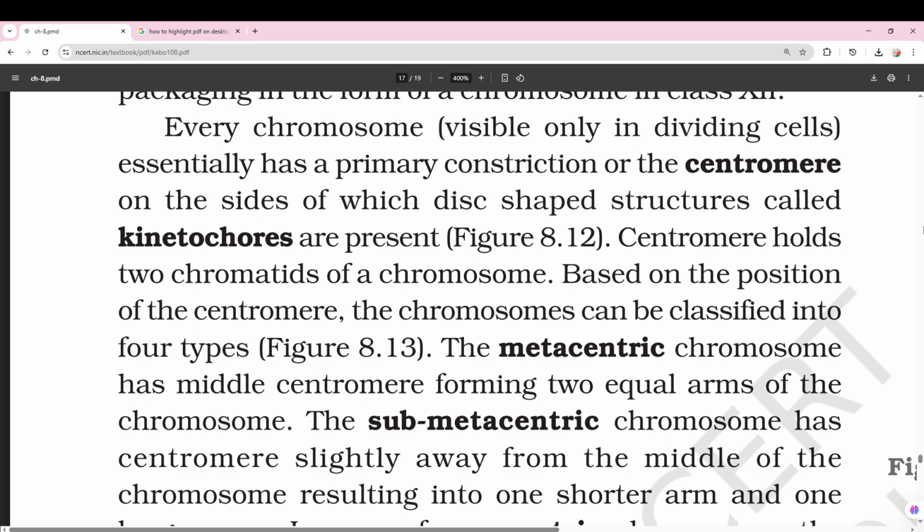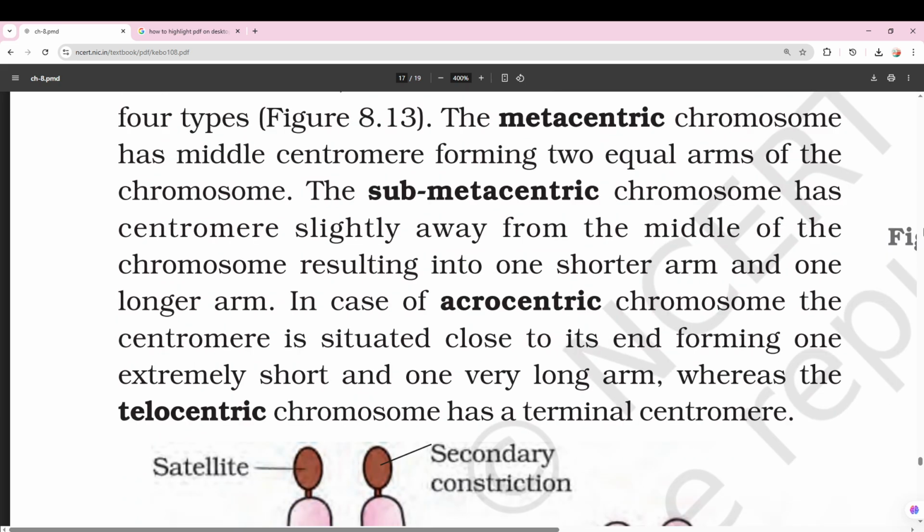Based on the position of the centromere, the chromosome can be classified into four types. The metacentric chromosome has a middle centromere forming two equal arms of the chromosome. A submetacentric chromosome has the centromere slightly away from the middle of the chromosome, resulting in one shorter arm and one longer arm. In the case of an acrocentric chromosome, the centromere is situated close to its end, forming an extremely short arm and one very long arm, whereas the telocentric chromosome has a terminal centromere.